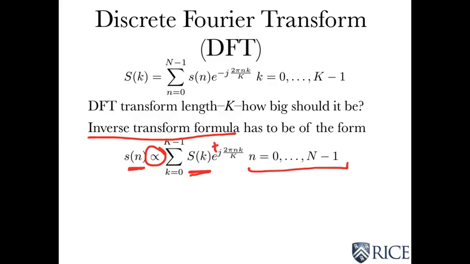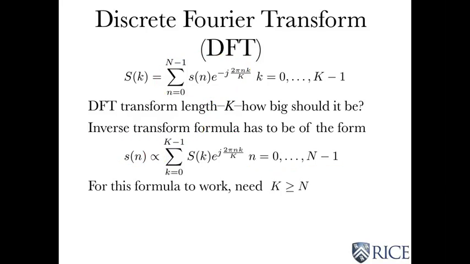Now, what we need to do is just take this, substitute it in there for S of k, and see what it takes for the result of that substitution to be our original signal. This is a little detailed. It's gone over in the notes. You'll find the derivation there. And the result is very simple.